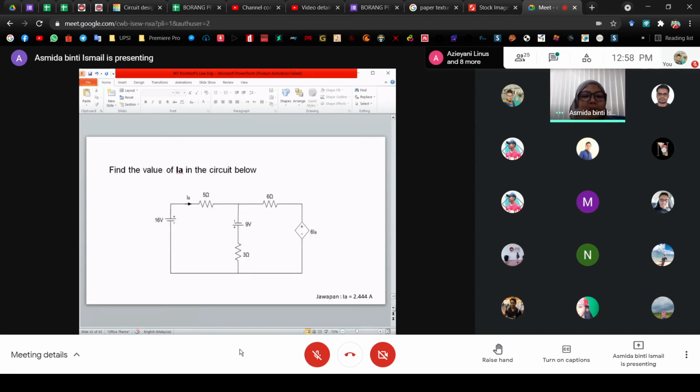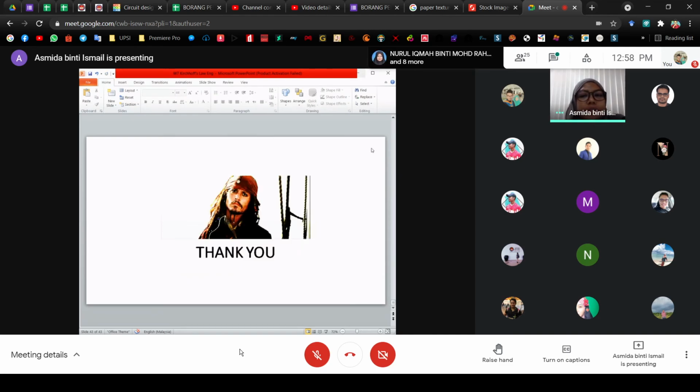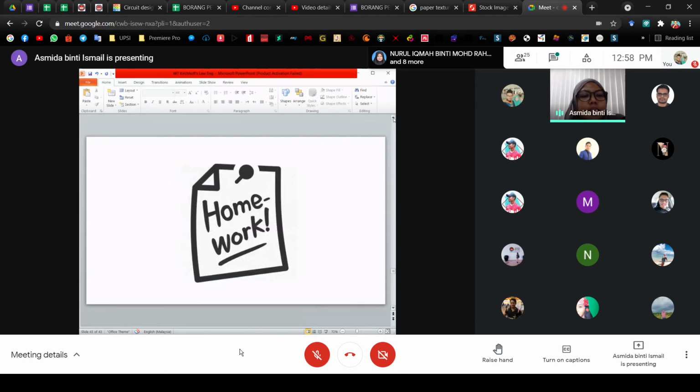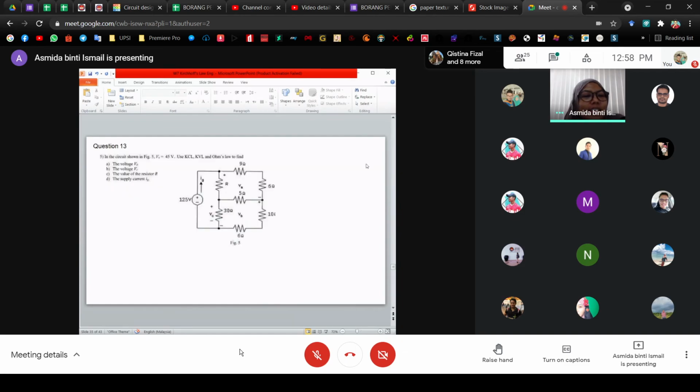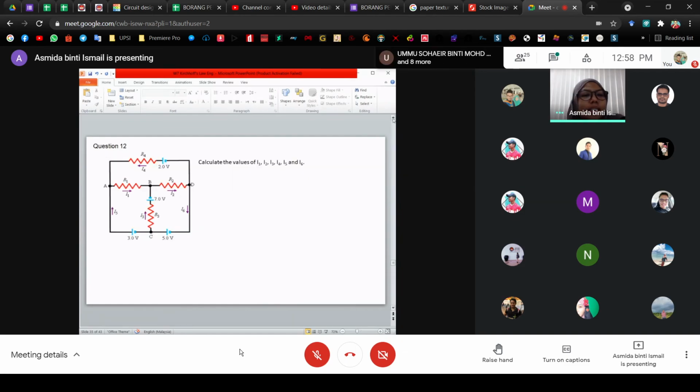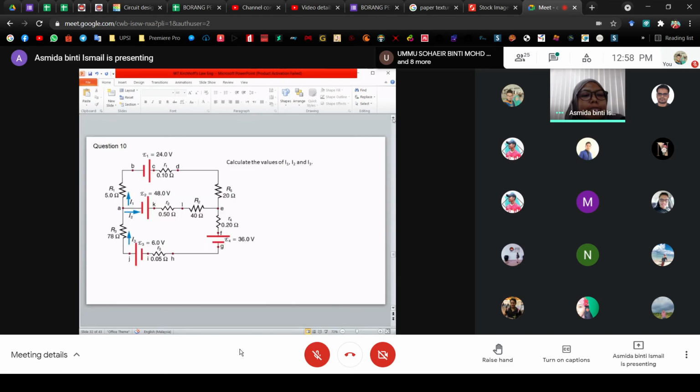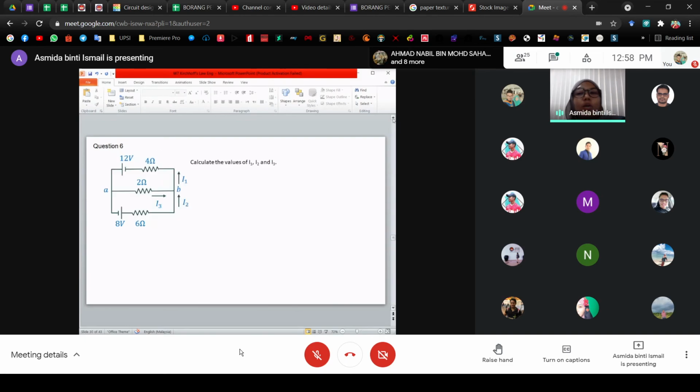Banyak yang tak ada jawapan ni, Dr. Nazira tak ada jawapan. This one dia lain sikit. In terms of value of voltage, this one dia bagi dalam bentuk 6IA. Okay, this voltage is 6IA. Banyak latihan dia tak ada jawapan. Ni pun boleh try lah. Nanti kalau saya sempat saya buat jawapan. That's all for today for lecture.